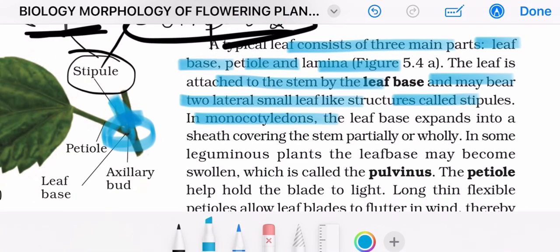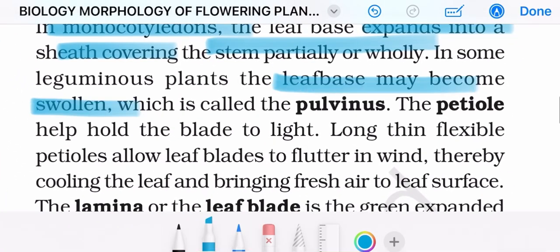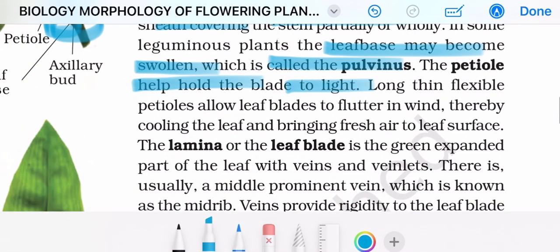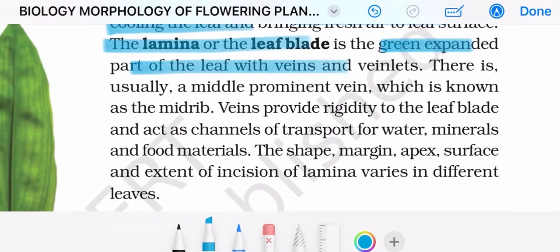In monocots, the leaf base expands into a sheath covering the stem partially or wholly. In some leguminous plants, the leaf base may become swollen, which is called pulvinus. The petiole helps hold the blade to light. Long, thin, flexible petioles allow leaf blades to flutter in wind, thereby cooling the leaf and bringing fresh air to the leaf surface. The lamina or leaf blade is the green expanded part of the leaf with veins and veinlets. There is usually a middle prominent vein, which is known as the midrib.